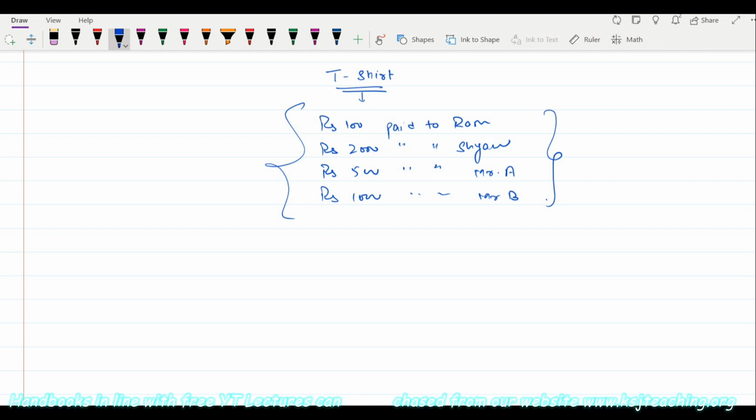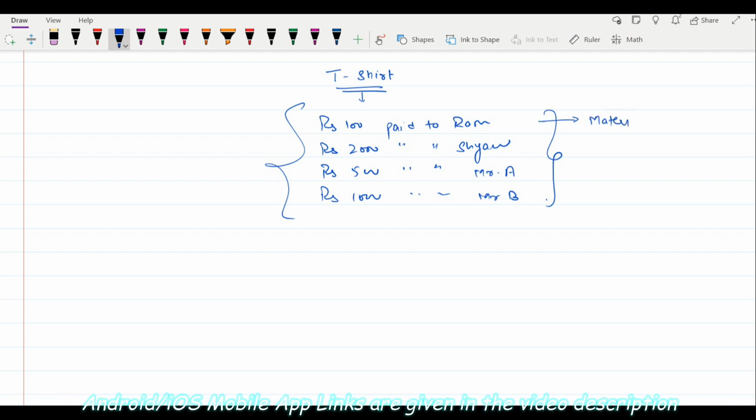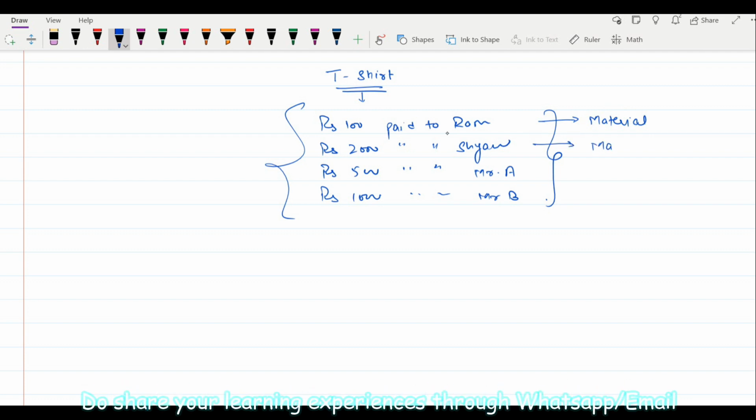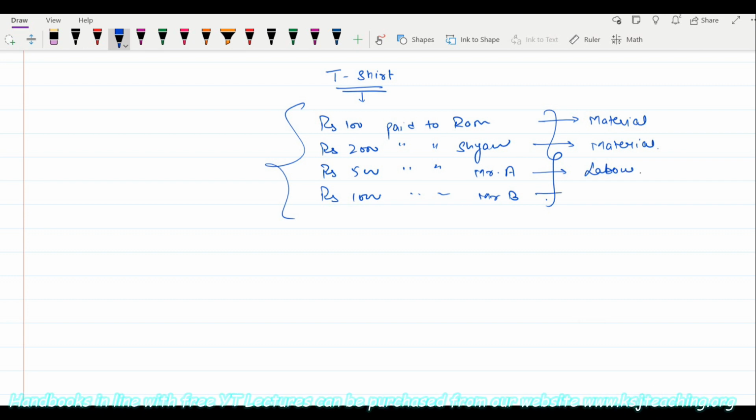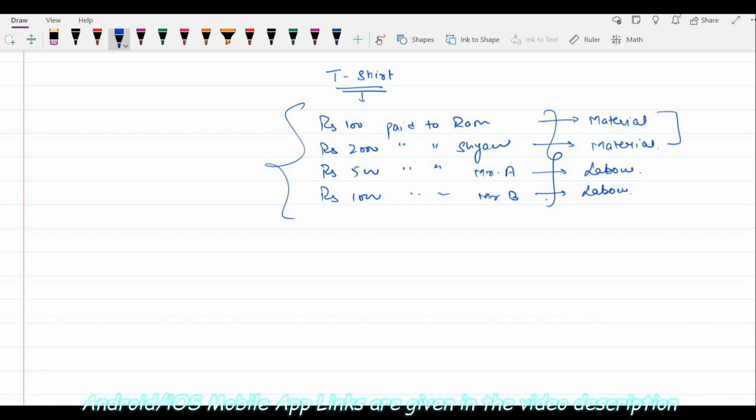Now, if I say this 100 rupees is paid because we purchased material from Ram, right? This is again paid for material which is used in the manufacturing of that t-shirt. This 500 is paid for the labor, that is Mr. A was involved in the manufacturing process. Mr. B again paid for labor. Now it makes sense, isn't it? That this is your material cost, this is your labor cost.